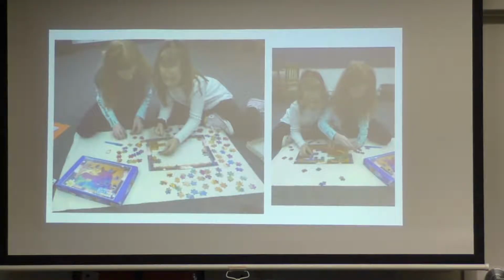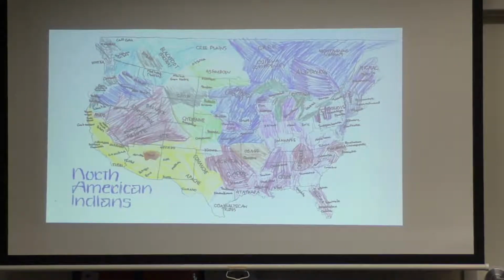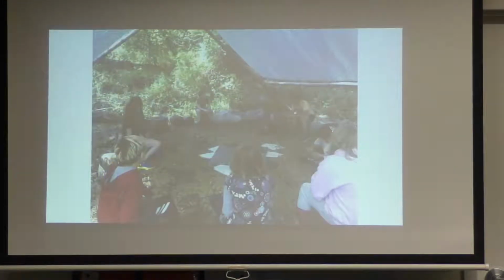As a follow-up to this lesson, we recreate this tribal map by putting together a puzzle or by drawing our own map. After reading more about local Native tribes, we hold a mock tribal council at the A-frame on our 19 acres. We debate how our tribe, the Wampanoag, should respond to the new people coming.